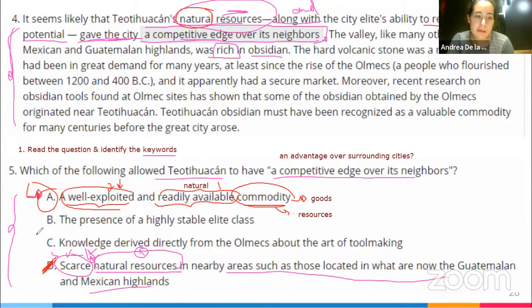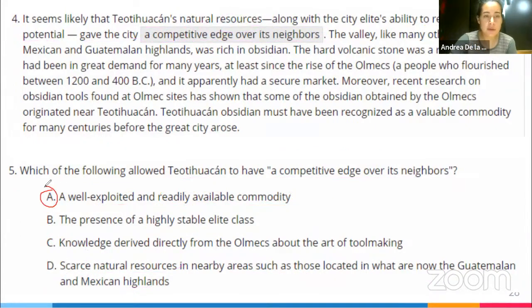Option B is sort of tempting because it talks about the elite class, but we don't know anything about whether they were highly stable or not, and what happens with the natural resources here? And option C is totally out of context. Is this okay, guys? Do you have any questions about the process of getting to the answer?